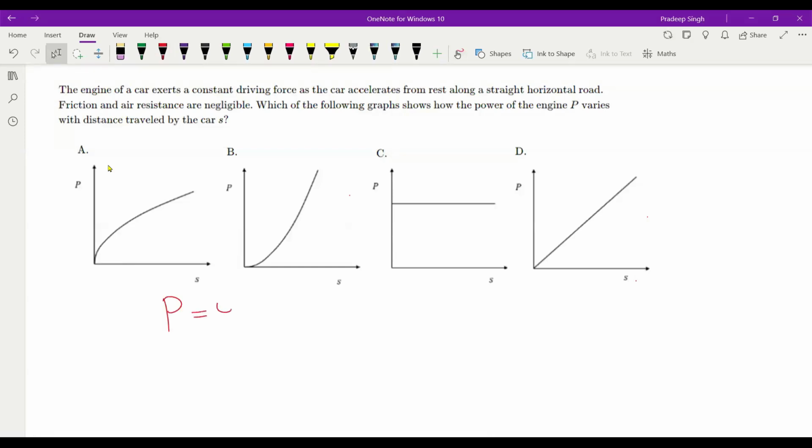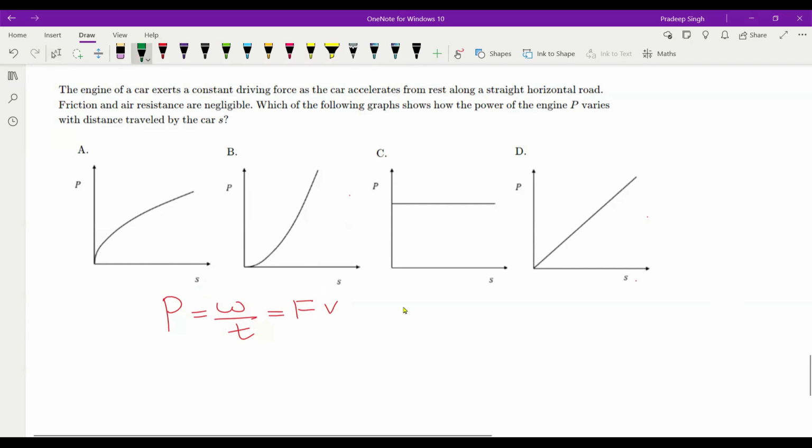We know the basic formula for power is work done per unit time, which also can be written as force into velocity. It's mentioned here that the driving force is a constant, so F is a constant. Now observe in the graphs, S, the distance, is the x-axis. So we will have to incorporate S into this entire expression. So how do we do that?